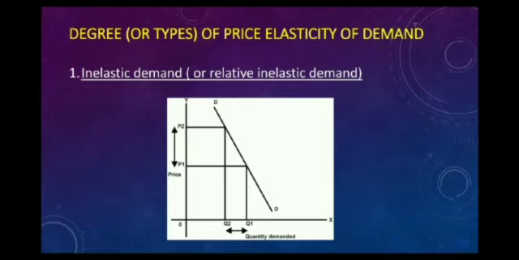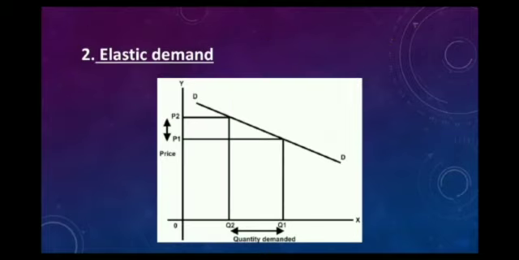Next, point number 2 is elastic demand. Demand is said to be elastic when the percentage change in demand is more than percentage change in price. Here, in the diagram, OX axis measures quantity demanded and OY axis measures price. When price is OP, quantity demanded is OQ. When price falls to OP1, quantity demanded increases to OQ1. Here, change in QQ1 is greater than change in PP1. DD is the demand curve which shows elasticity greater than 1.